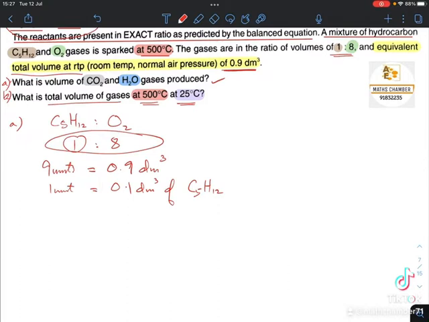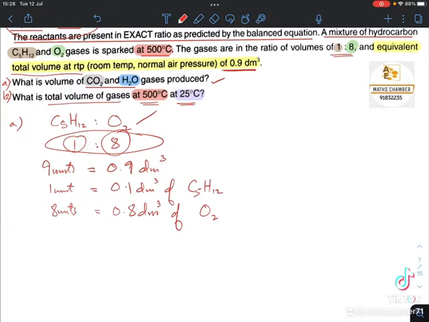And then we have the oxygen. The volume of oxygen is 8 units, so 8 units obviously equal 0.8 cubic decimeter of oxygen gas. So from there we can find the volume of carbon dioxide and water produced.